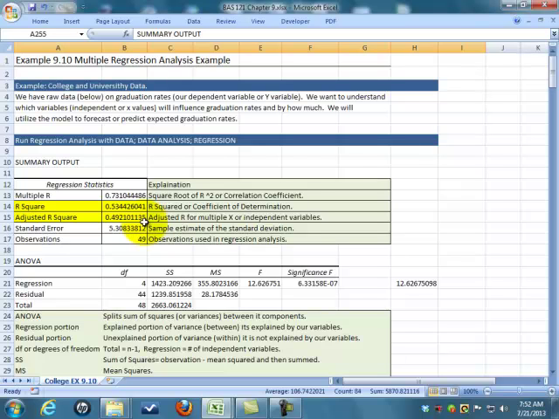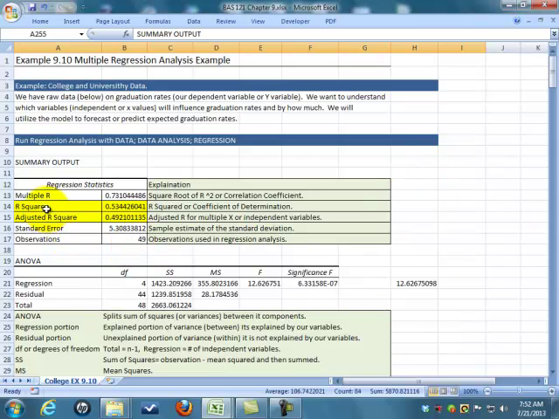This is basically saying 49%, or roughly half of the variation, is explained by our 4 variables, which again is not perfect. We'd like it to be up in the 80%, 90% range, but it is of value because it's explaining quite a bit of it, and we're going to see in a minute it is significant. The standard error is simply an estimate of what our standard deviation is. And the number of observations just tells us how many observations were in our regression analysis. So that's the summary output.